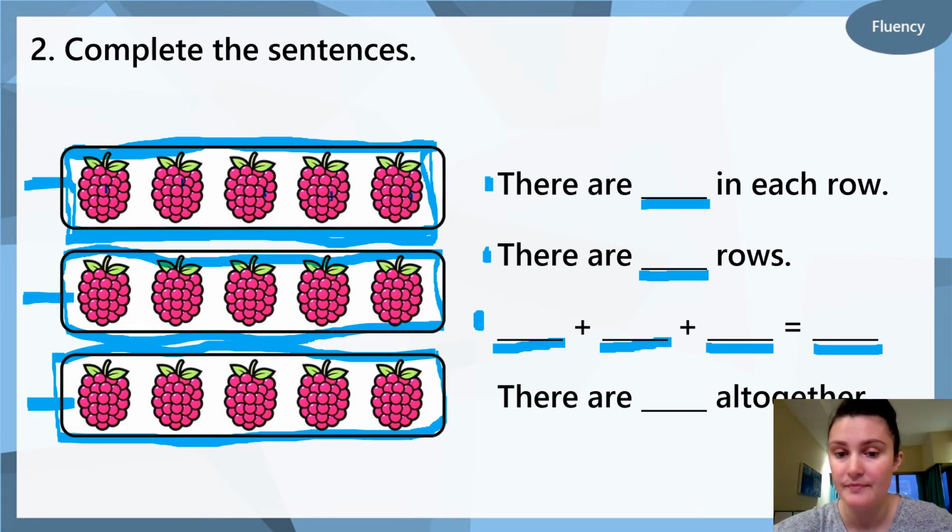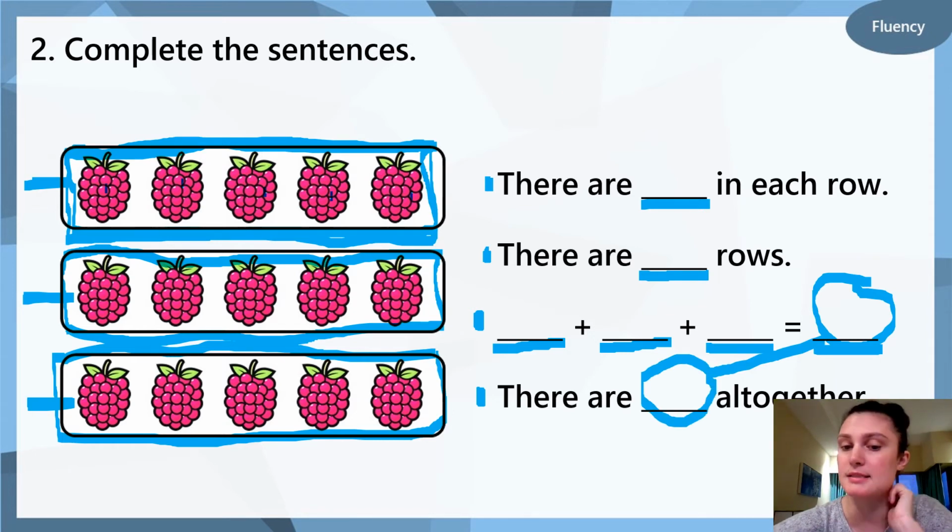When you're finished, have a look down here at the last sentence. There are ___ all together. How many all together? This number here, you can write here in a nice, neat sentence. Tell me how many there are all together.